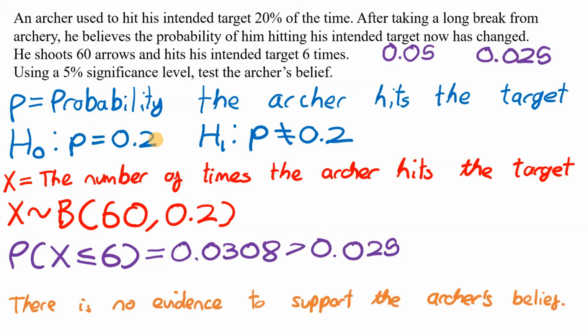So therefore, if we write a conclusion, we say there is no evidence to support the archer's belief. Remember to halve this significance level. This is a mistake a lot of students make.